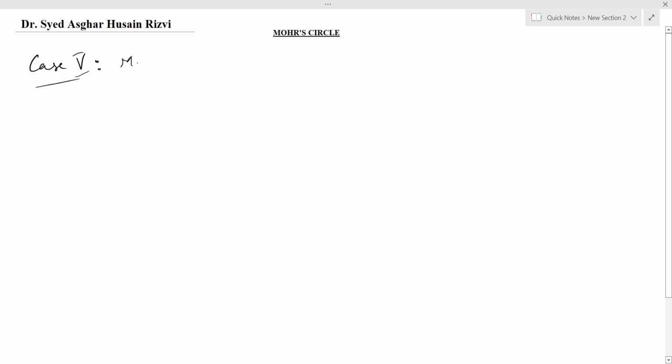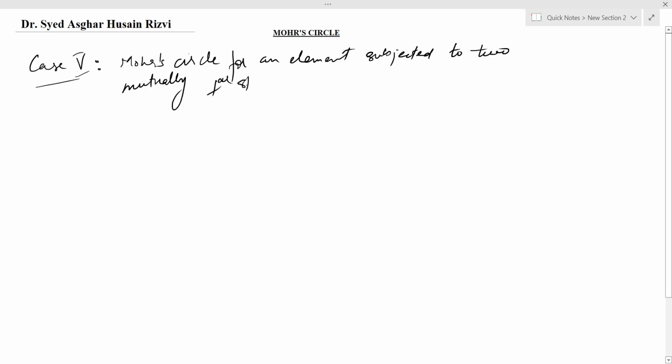Mohr circle for an element subjected to two mutually perpendicular stresses. In this, let us consider the diagram as this.